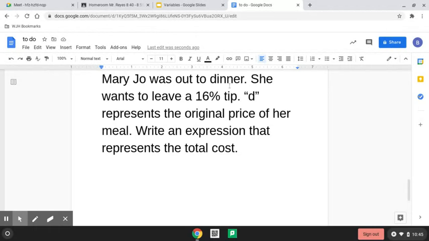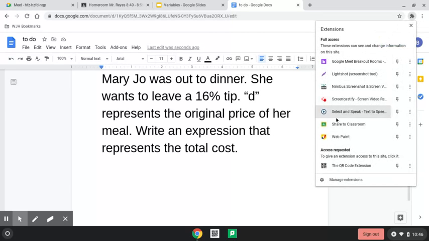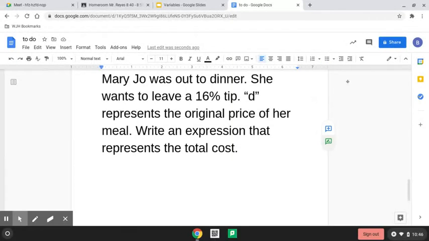So, this problem might seem overwhelming. What we do is we start with what we know. Well, she went out to dinner. She wants to leave a 16% tip. Now, if you didn't know, a tip is a little extra money.